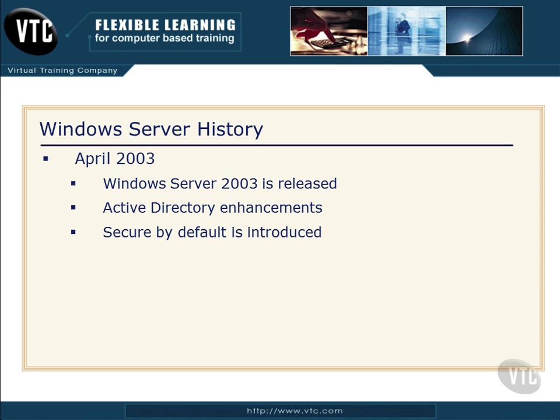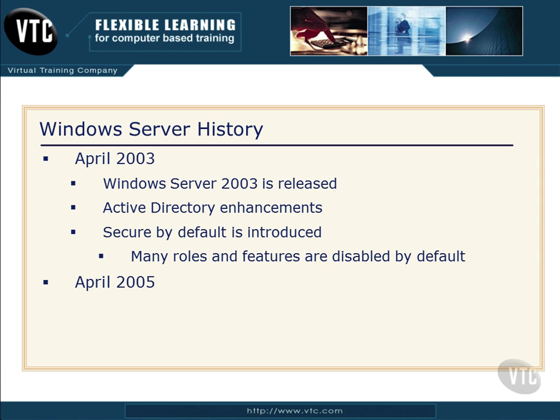Microsoft had marketed before this that the server was very easy to set up. It had all this functionality working out of the box. That quickly became a security risk. There were a lot of security breaches, and so Microsoft began to lock this thing down. And secure by default is the result. Many of the features and roles are disabled by default. You have to turn them on if you want them.